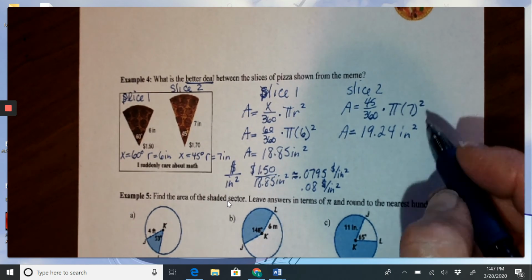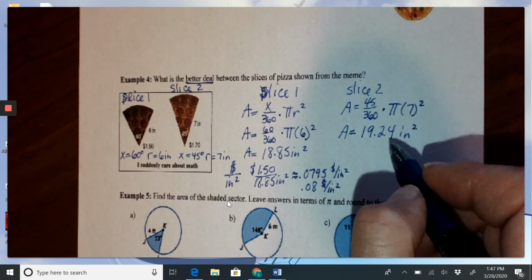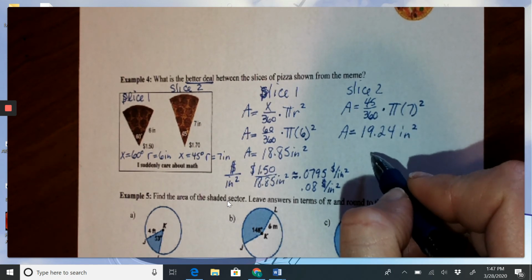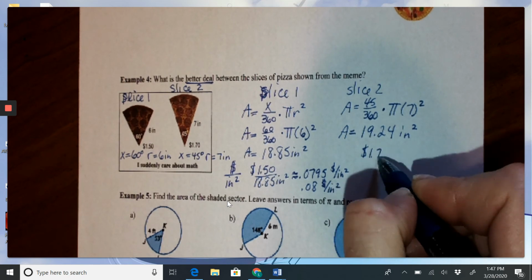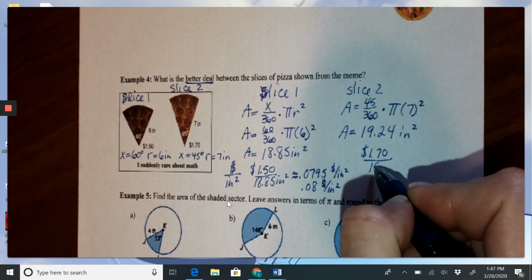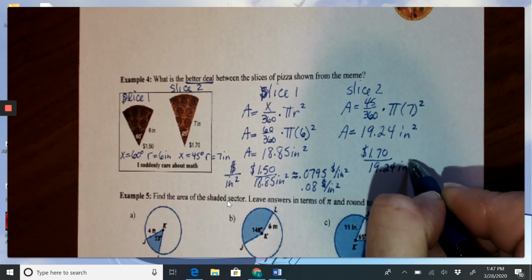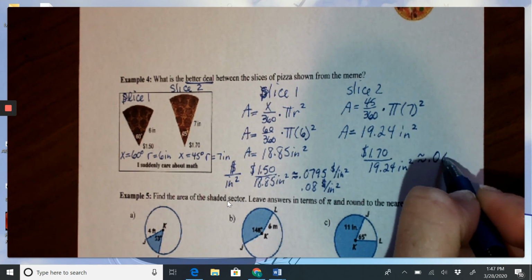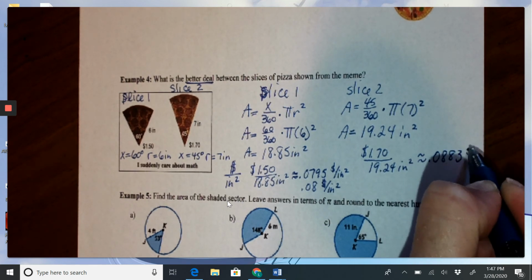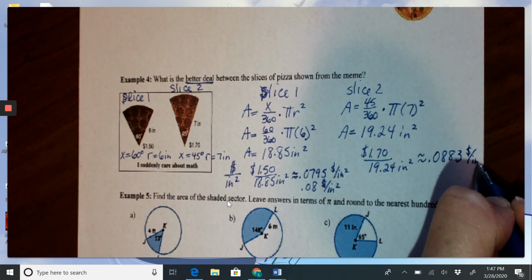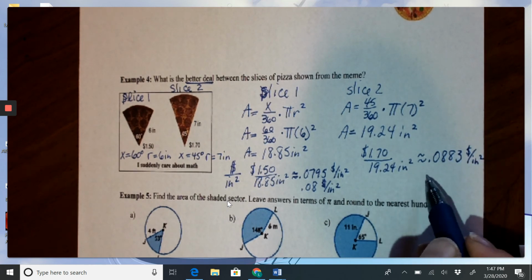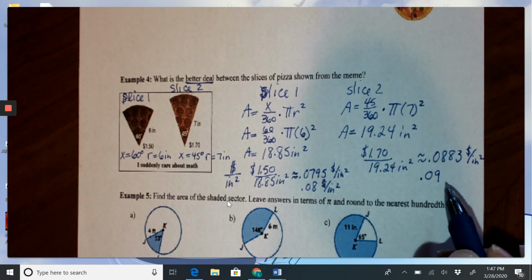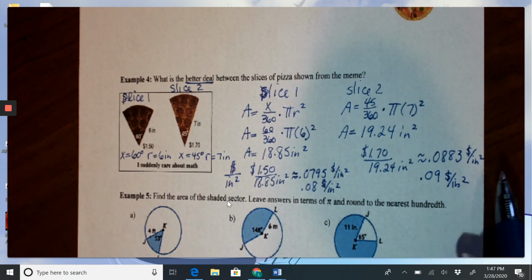Then if we do the same computation for slice 2, we find that we are paying $1.70 for 19.24 inches squared. And when we put that in our calculator, we get $0.0883 per inch squared. Again, since we're talking about money, we round to the nearest hundredth, so we have 9 cents per inch squared.